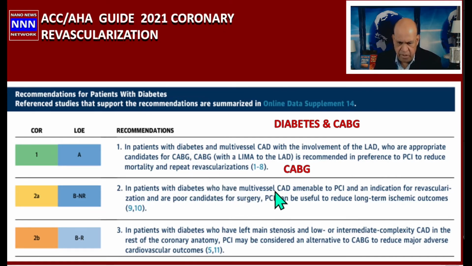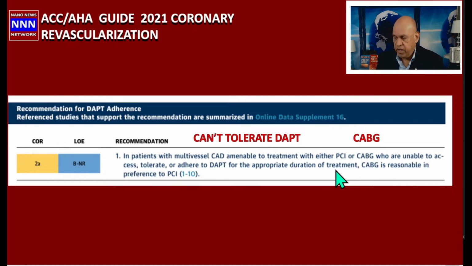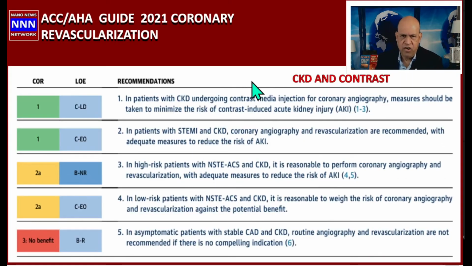In patients with diabetes and multivessel CAD amenable to PCI and an indication for revascularization, and they are poor candidates for surgery, then a PCI may be useful in reducing their ischemic outcomes or symptoms. Coronary artery bypass surgery may be an alternative, which is very unusual, in some patients with multivessel disease who could be candidates for PCI, but they cannot tolerate the dual antiplatelet therapy. In those patients, they may be suitable for coronary artery bypass surgery, following which they may be on just aspirin.